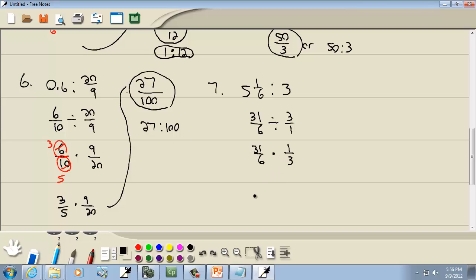And nothing will simplify there. So 31 times 1 is 31. 6 times 3 is 18. Or I could write it in that form there.